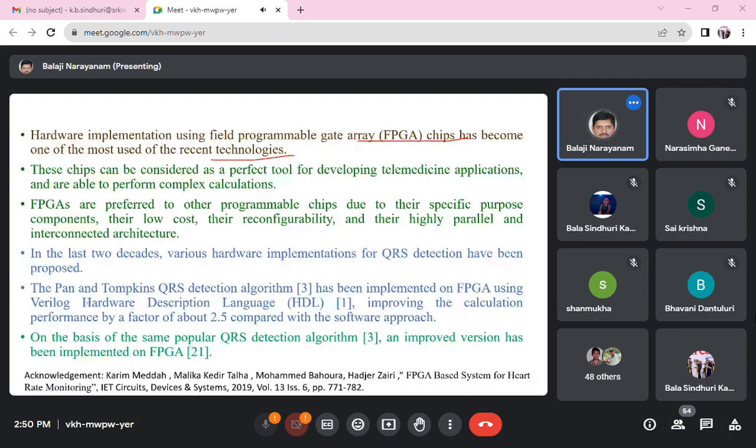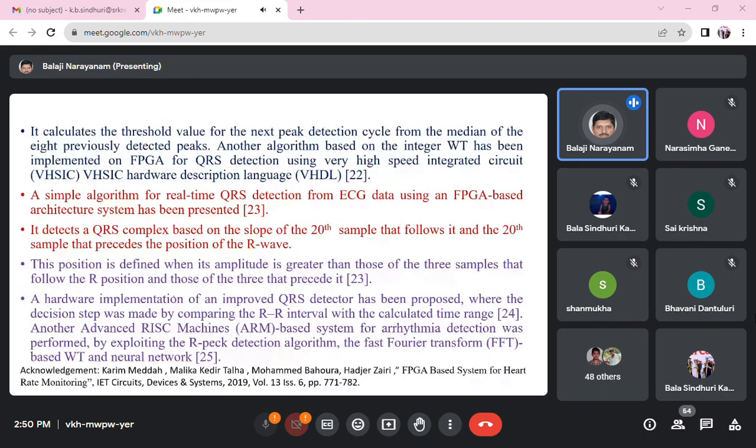In the earlier paper, they used the Pan-Tompkins QRS detection algorithm, which is implemented on FPGA using Verilog hardware description language. Here the authors have used a hardware description language as well. You can also go for a system generator implementation.